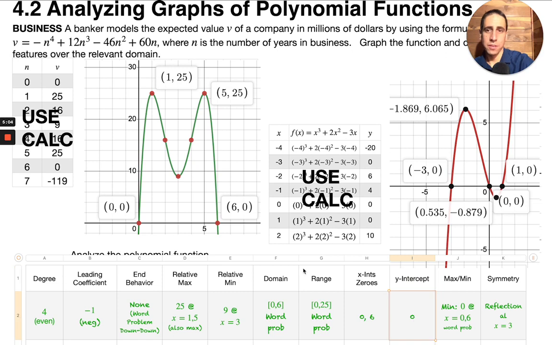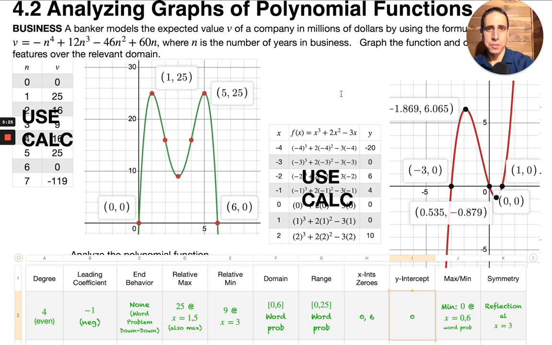The y-intercept is 0, and you can see it intercepts the y-axis right here. There's only one. The maximum and minimum, well, we already said that this is the maximum over here. And because it's a word problem, we're going to say it has a minimum of 0 at 0 and 6. However, if it weren't a word problem, it would have no minimum. It would just keep on going down forever.